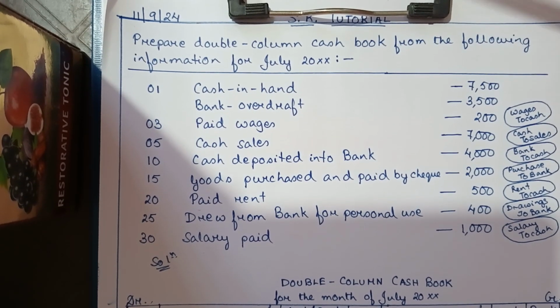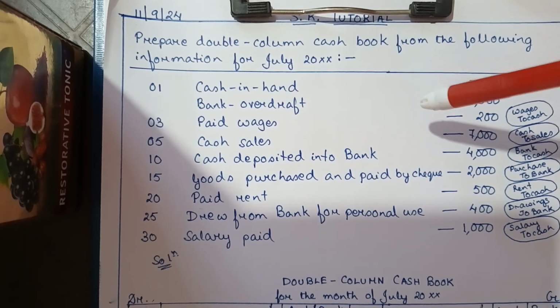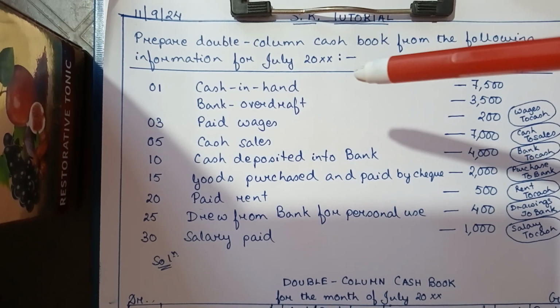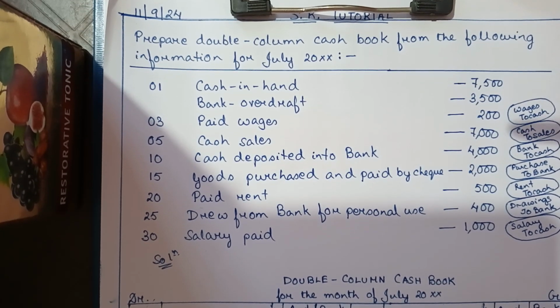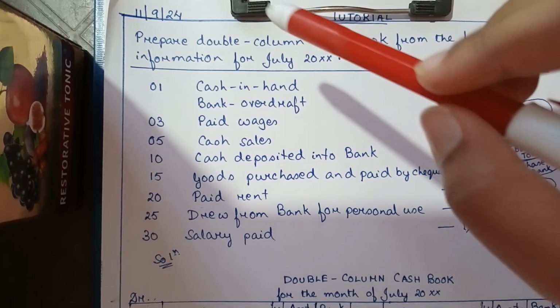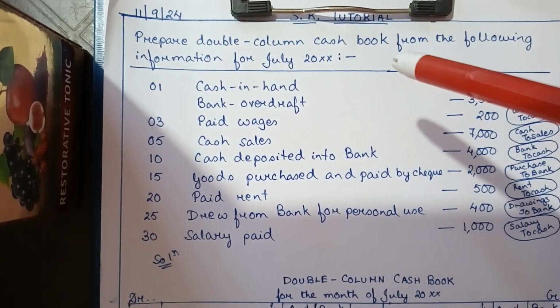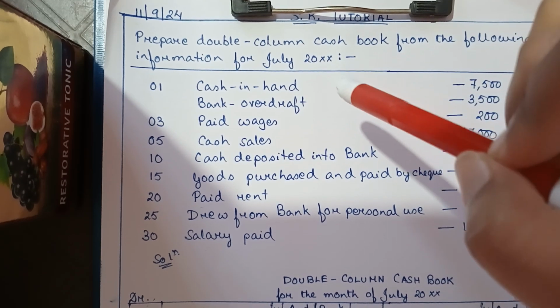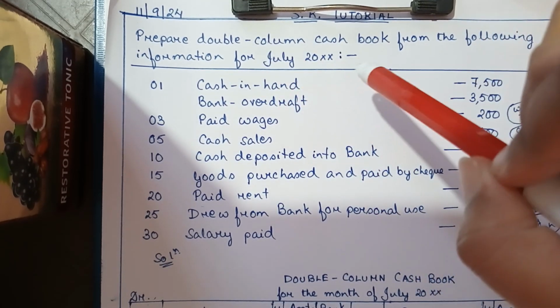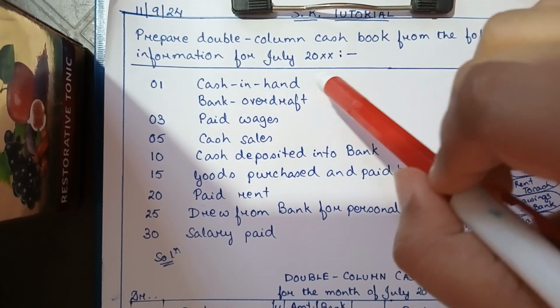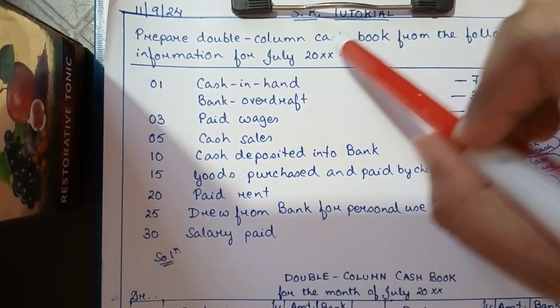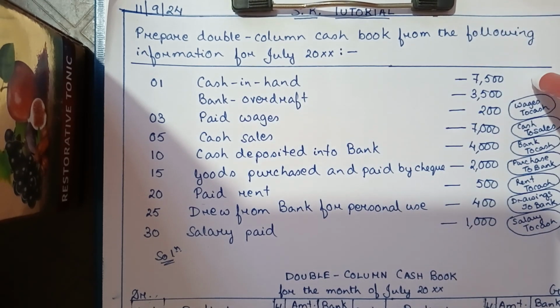So today I am going to explain another sum on double column cash book. Okay, in my last video I explained a sum on double column cash book. So today I am taking the second one. Here is the information given for July 2000. The opening balance of cash in hand is given.